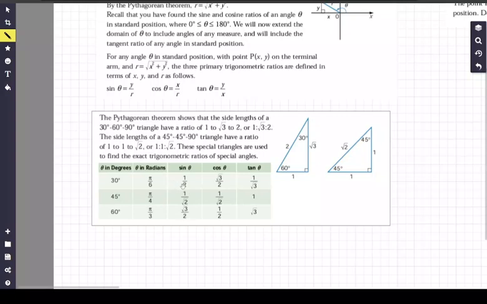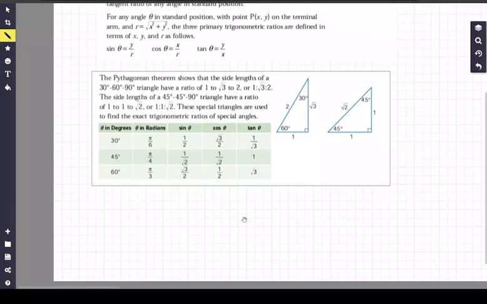So the 30 and 60, you will realize that cosine and sine are closely related. So the sine of 30 degrees is the same as the cosine of 60 degrees. And the sine of 60 degrees is the same as the cosine of 30 degrees. While the 45 is the same thing. So that is one of the easy ways to remember it. And then tangent is just by itself. So it's 1, 1, and root 3.